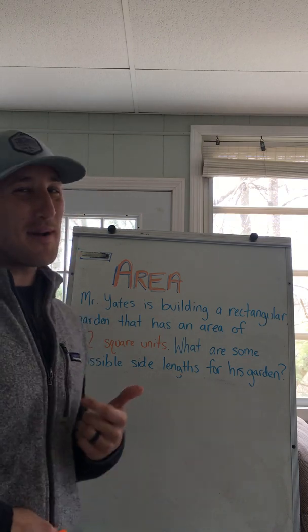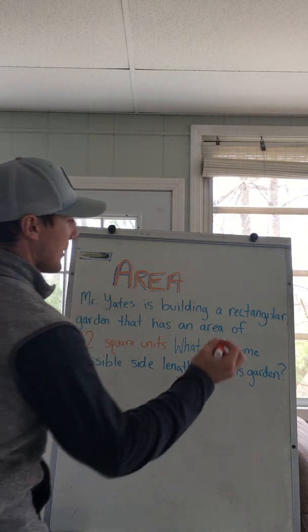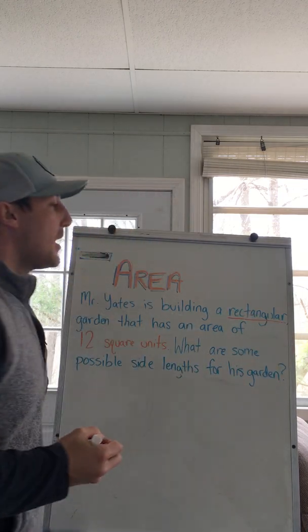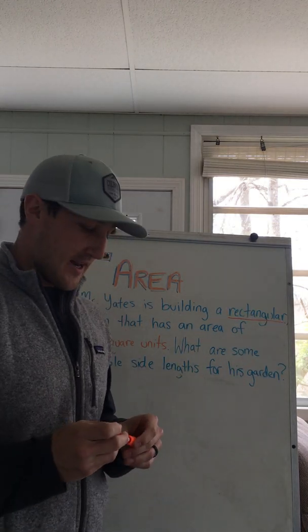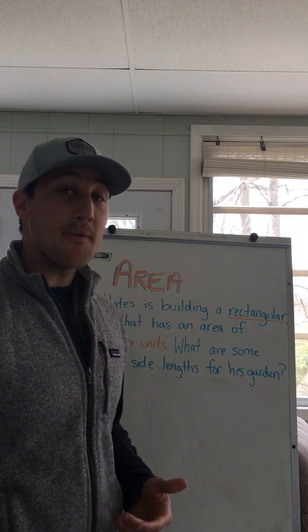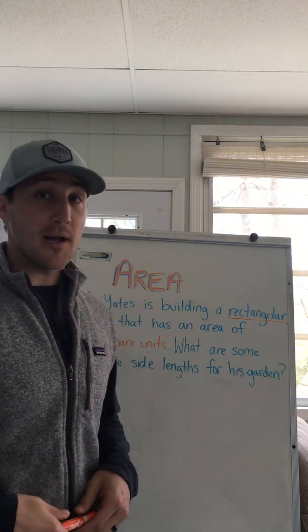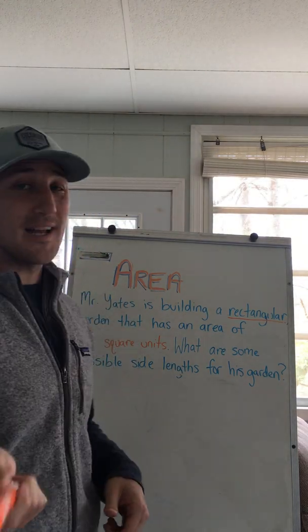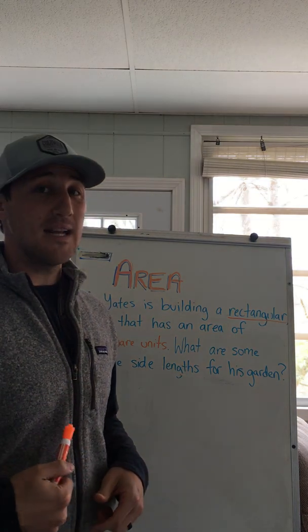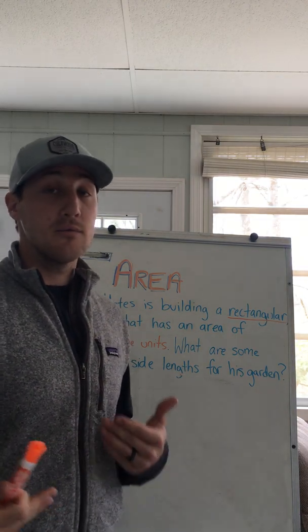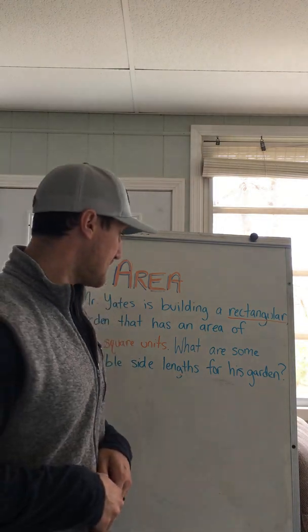Now when I read through this, I read a kind of funny sounding word, this word right here, rectangular. But that word isn't actually so funny. It's exactly what it sounds like. A rectangular garden is a garden shaped like a rectangle. And that's important because later on when we want to model our math and show our thinking, we need to make sure that we're drawing gardens shaped like rectangles.